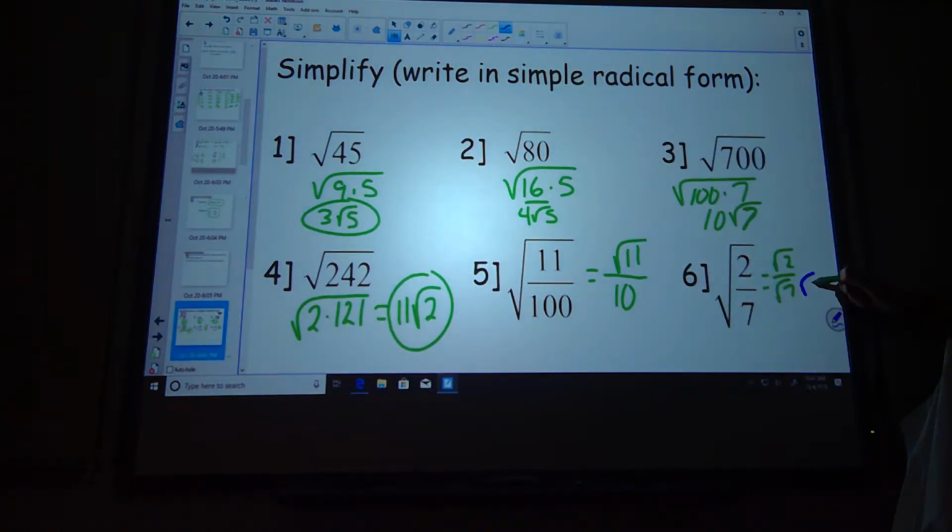From there, what you're going to do is multiply both top and bottom by the denominator. So on top you get root 2 times root 7, which is root 14. On bottom you get root 7 times root 7, which is root 49. Root 49 is 7. You cannot reduce outside to inside, meaning you can't reduce a number inside of a radical to outside of a radical. You can reduce inside to inside or outside to outside, but you can't cross barriers.